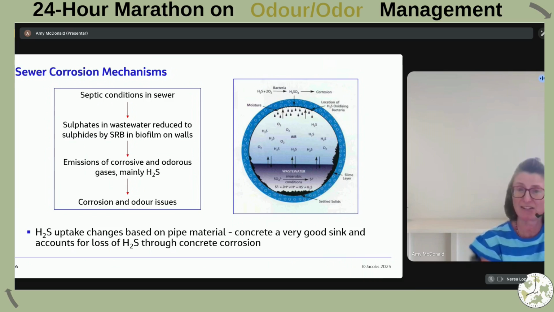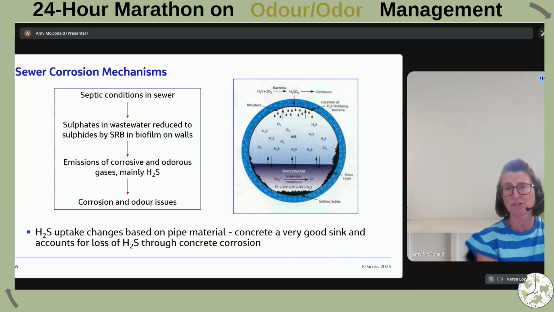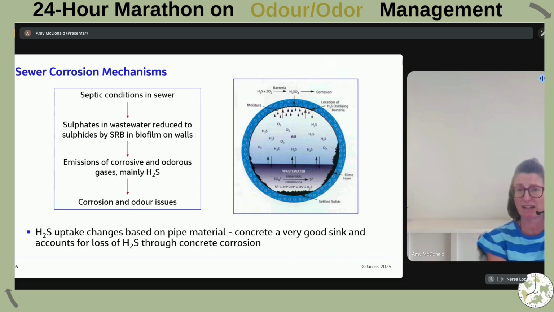Conversely, in plastic lined sewers, there's no H2S uptake, and the H2S moves along the sewer till it's either released or taken up by downstream concrete. So the ability to model sulfide corrosion in gravity sewers and understand where this will occur is a key factor in the long-term asset management of sewers for water utilities.